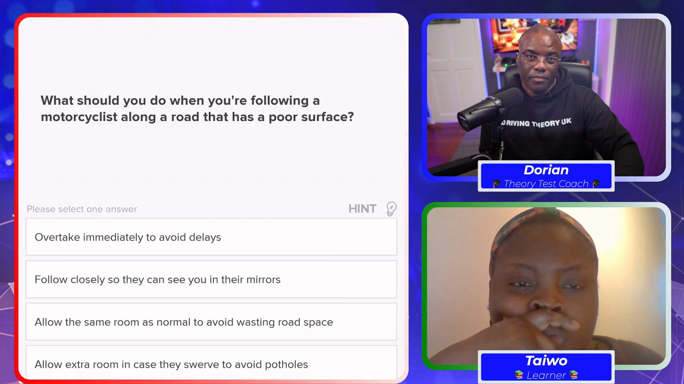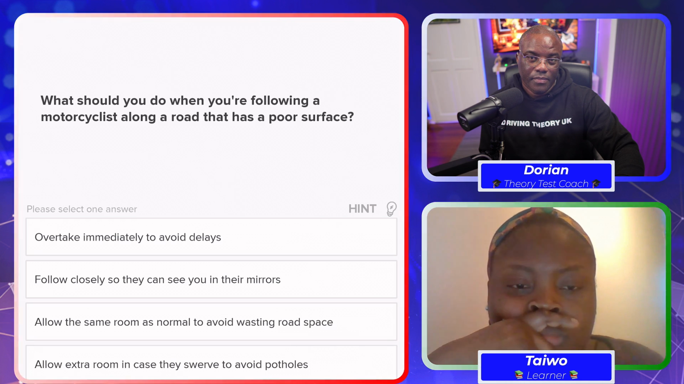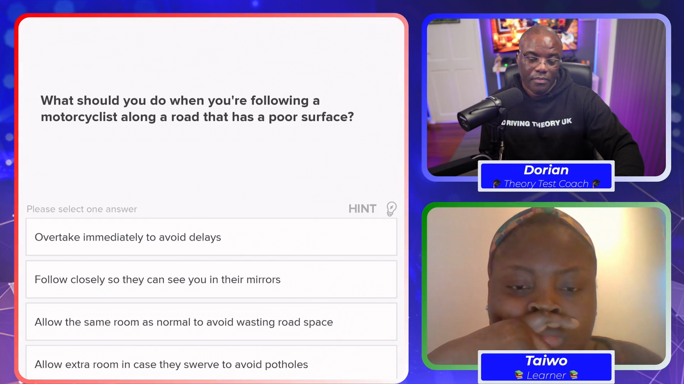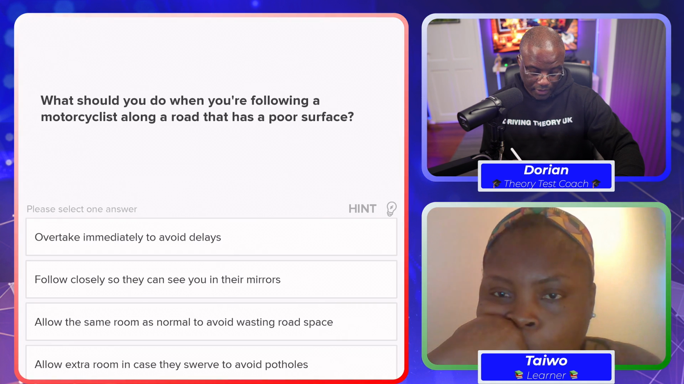What should you do when you're following a motorcycle along the road that has a poor surface? D. You're going for D.